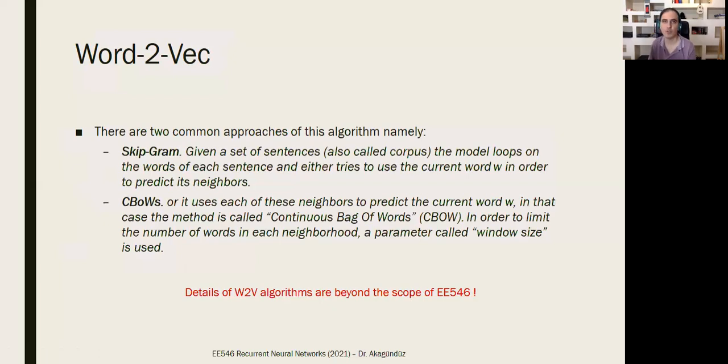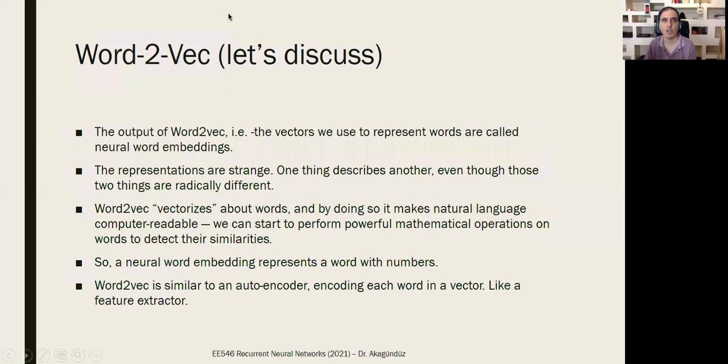Good. We know that to make a better language model with deep learning, we should somehow create a clever word representation. So our word embedding should be of quality. That's what we learned. So we could have discussions. The output of word-to-vec that we used to represent the words is called word embeddings.